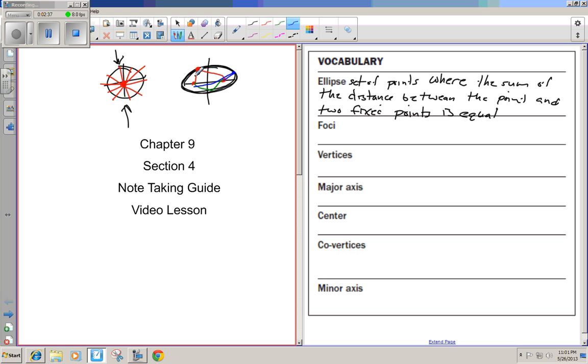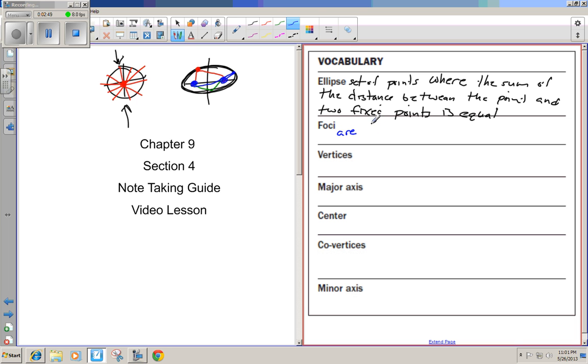You're not going to have to be able to find those points, that distance, but you will be asked to know what these numbers right here and right here is. The foci are the fixed points. And there'll be an easy way for us to tell you what those points are.